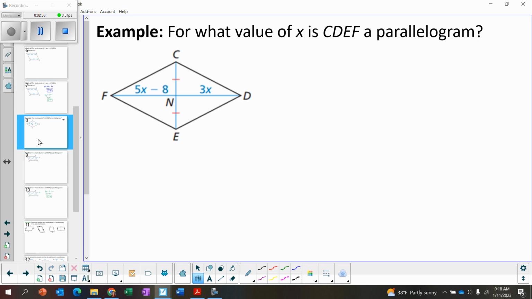29. For what value of x is CDEF a parallelogram? So these are the diagonals that should be bisecting each other, which means this segment would have to be the same as this segment. So 5x minus 8 would have to equal 3x. Subtract 5x from both sides, we get negative 8 equals negative 2x. Divide by negative 2, and we get x is 4.